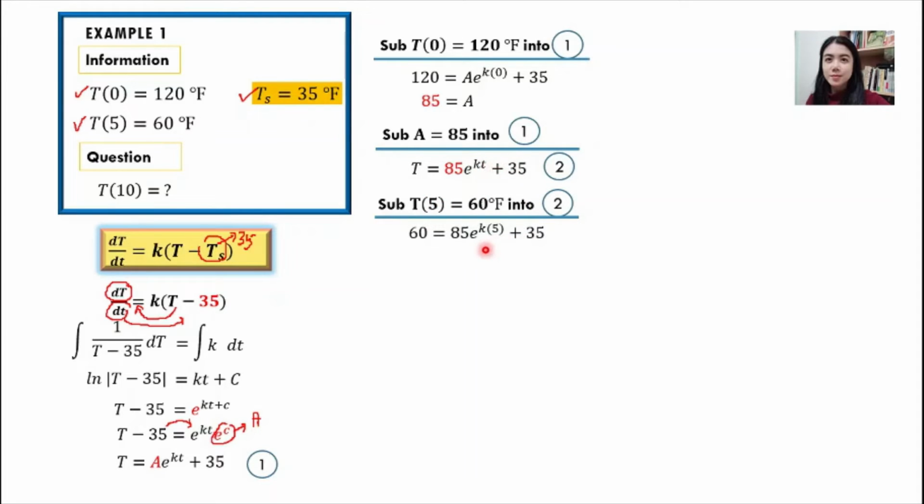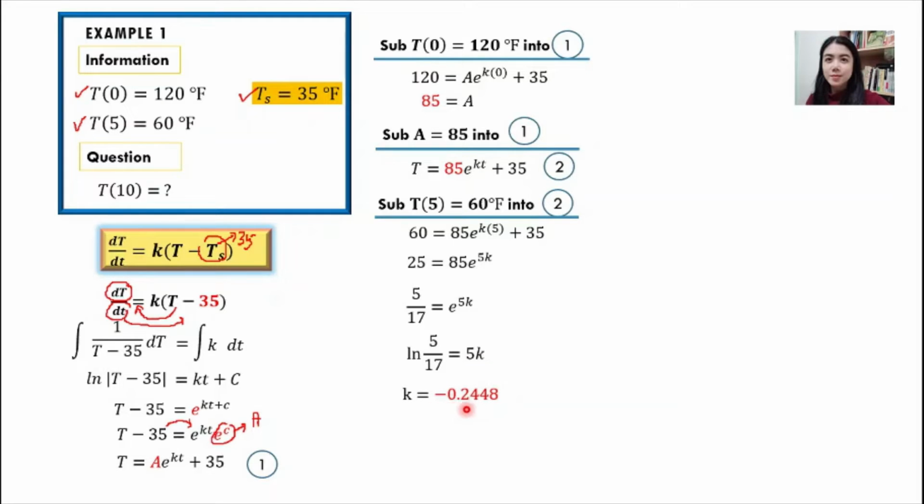So we're going to have the next line. Bring this 35 to the left hand side, it will become minus. You have 25, and you will have 25 divided by 85, so you have 5 over 17, and now you're going to ln both sides. So now you take ln of 5 over 17 divided by 5, then you have your value of k.